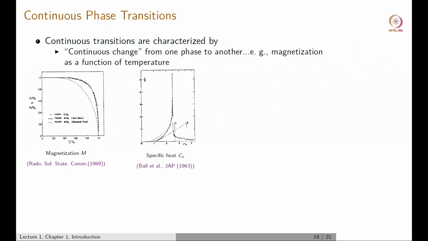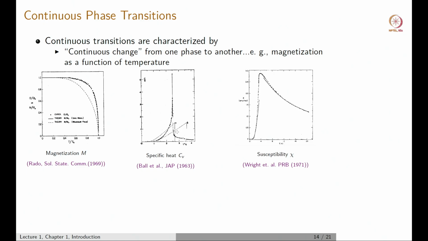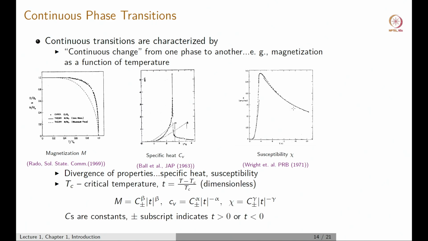This transition is characterized by a divergence of the magnetic specific heat. If you plot the specific heat around the transition point, you will see that the specific heat seems to diverge. Similarly, if you look at the magnetic susceptibility, you will find that the magnetic susceptibility is also divergent. So there are divergences of properties such as specific heat and susceptibility.